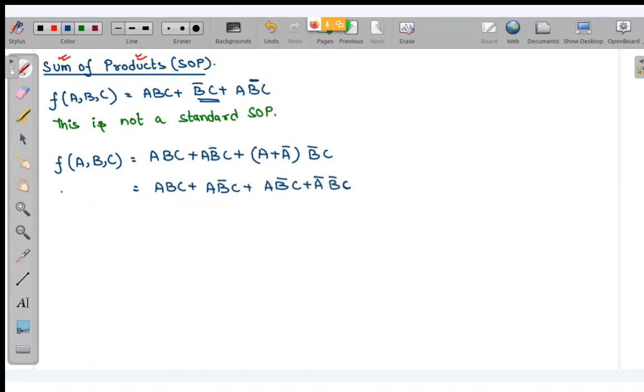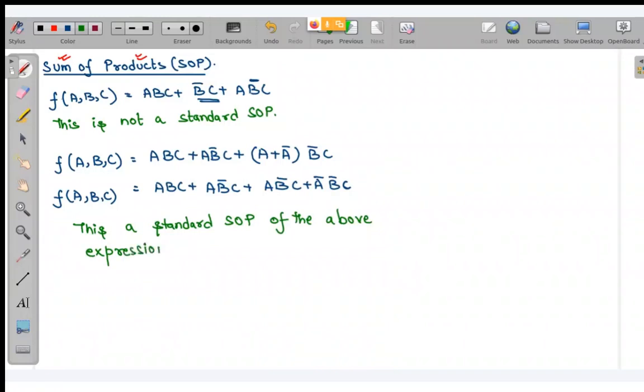So this function, it is your standard SOP. Any doubts? Anyone want to ask anything?